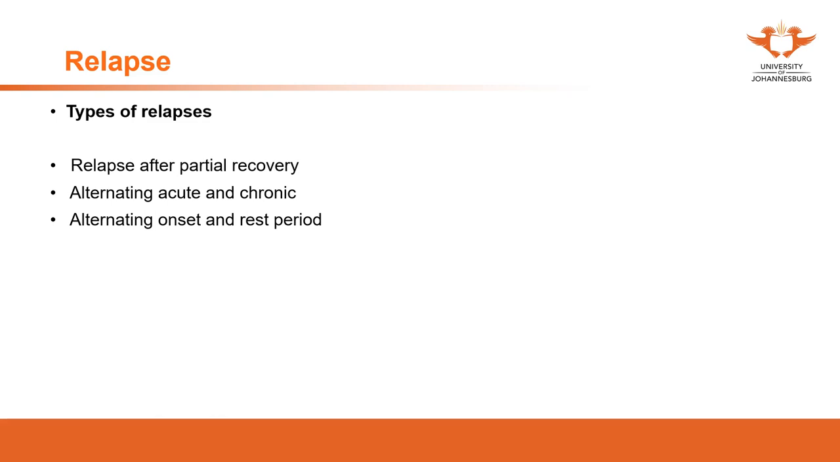Such as the chronic heart diseases. They may have the narrowing, the stenosis in the heart vessels, in the coronary vessels. So the patient can have a heart attack. Once you relieve it, they can feel fine for a while, but the heart attack can happen again. So these are alternating onset and rest period. So these are three types of relapse.